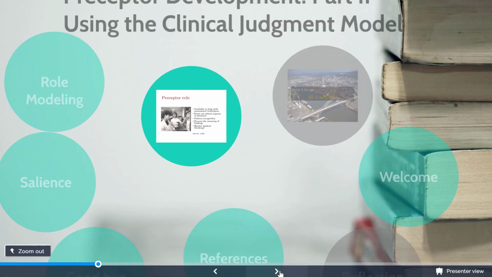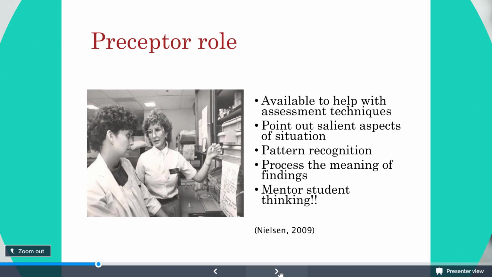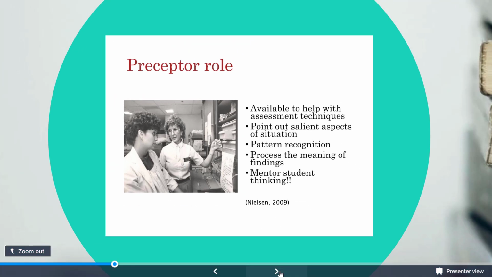So one of the things that I often think about is you need to be able to help with assessment techniques, point out salient aspects, and we'll talk a little bit about saliency today. Get your novice nurses to begin to recognize patterns, process the meanings of those findings, and mentor their thinking. So we'll talk a lot about role modeling today as well.